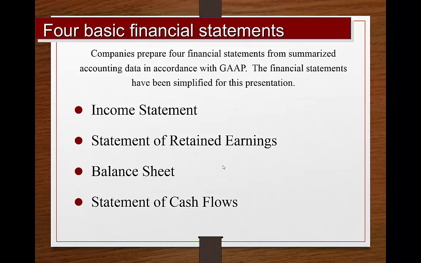Companies prepare four basic financial statements from summarized accounting data in accordance with GAAP. For this presentation, these financial statements have been simplified to show their interrelationship. We'll start with the income statement, the next will be the statement of retained earnings, the balance sheet, and the fourth will be the statement of cash flows.